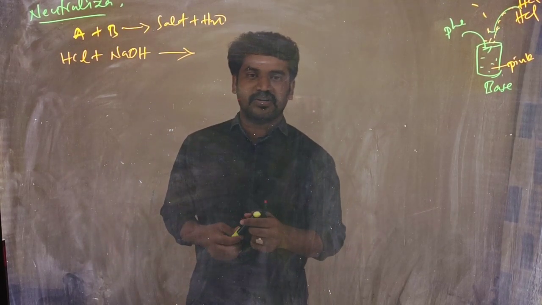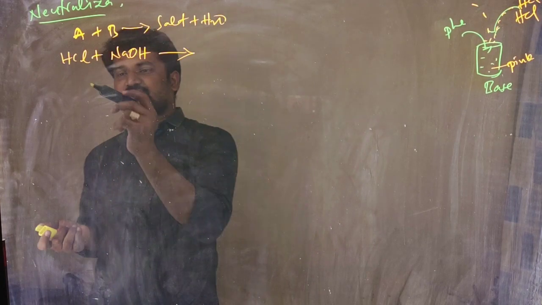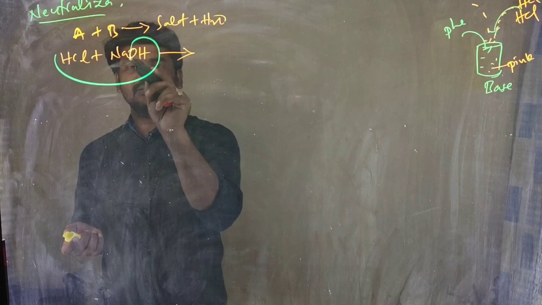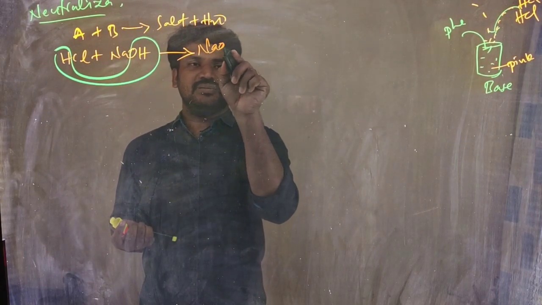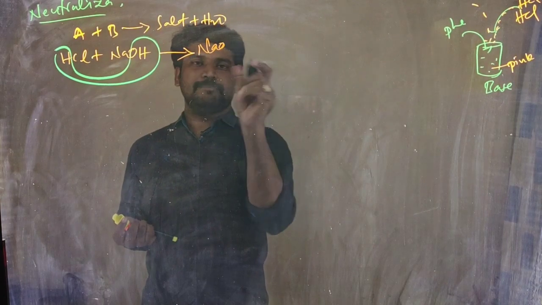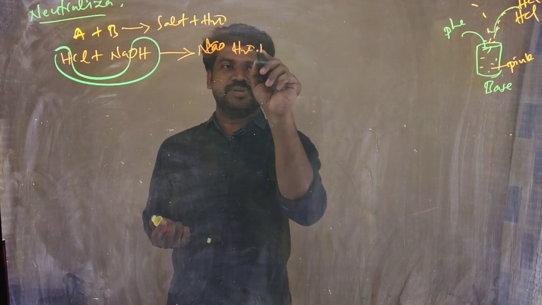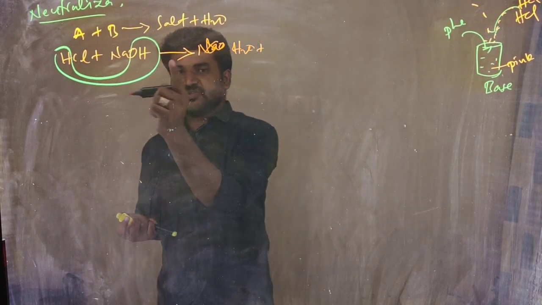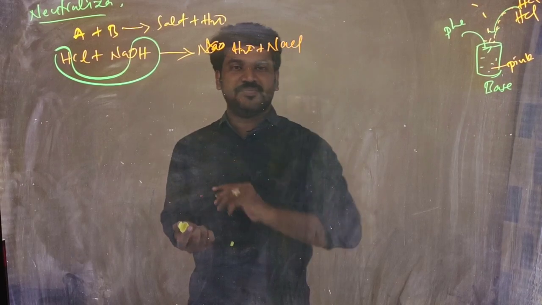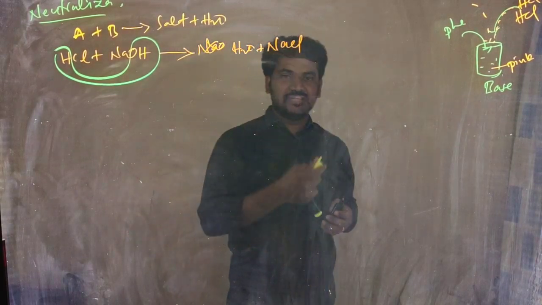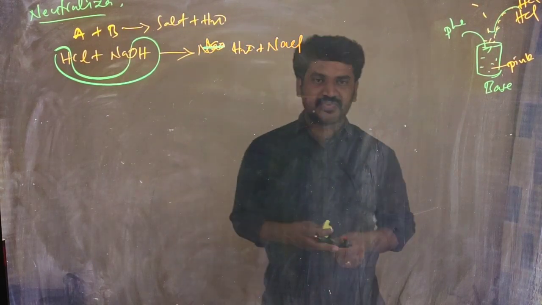So we don't know the salt. We know only water, right? So take out the water here, H and OH, right? So what is there? Let us cut this, and I'm writing H2O plus NaCl. Water and salt, right?